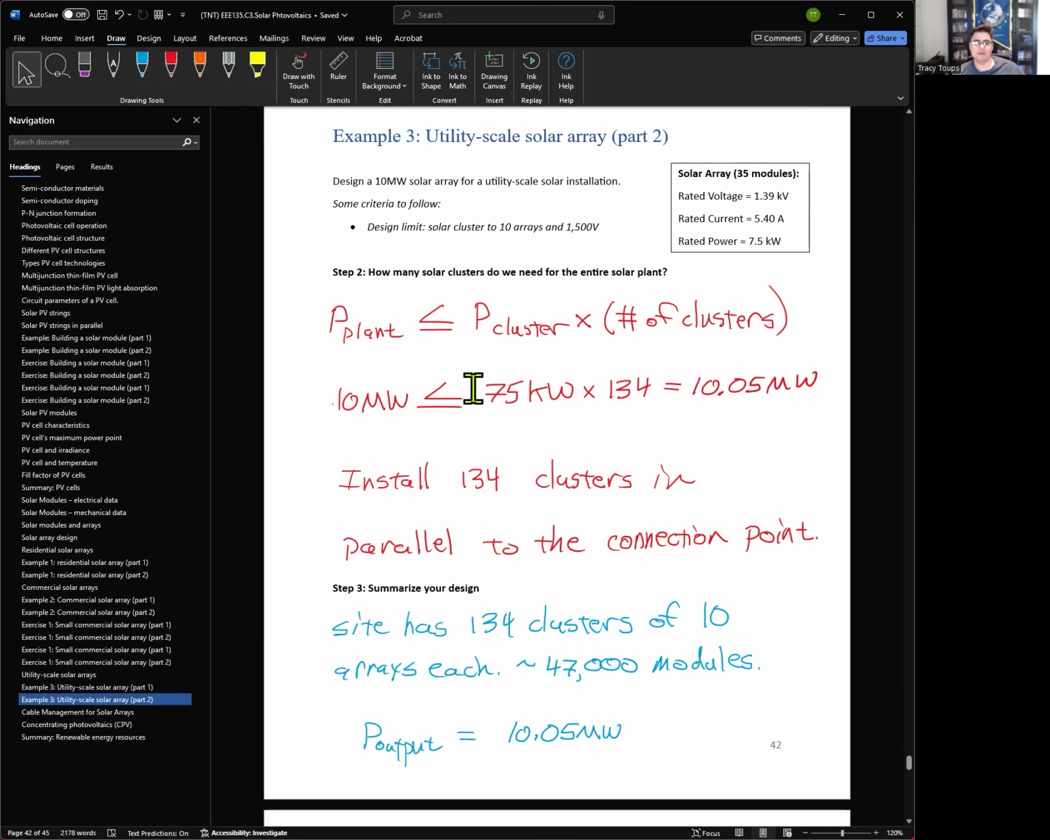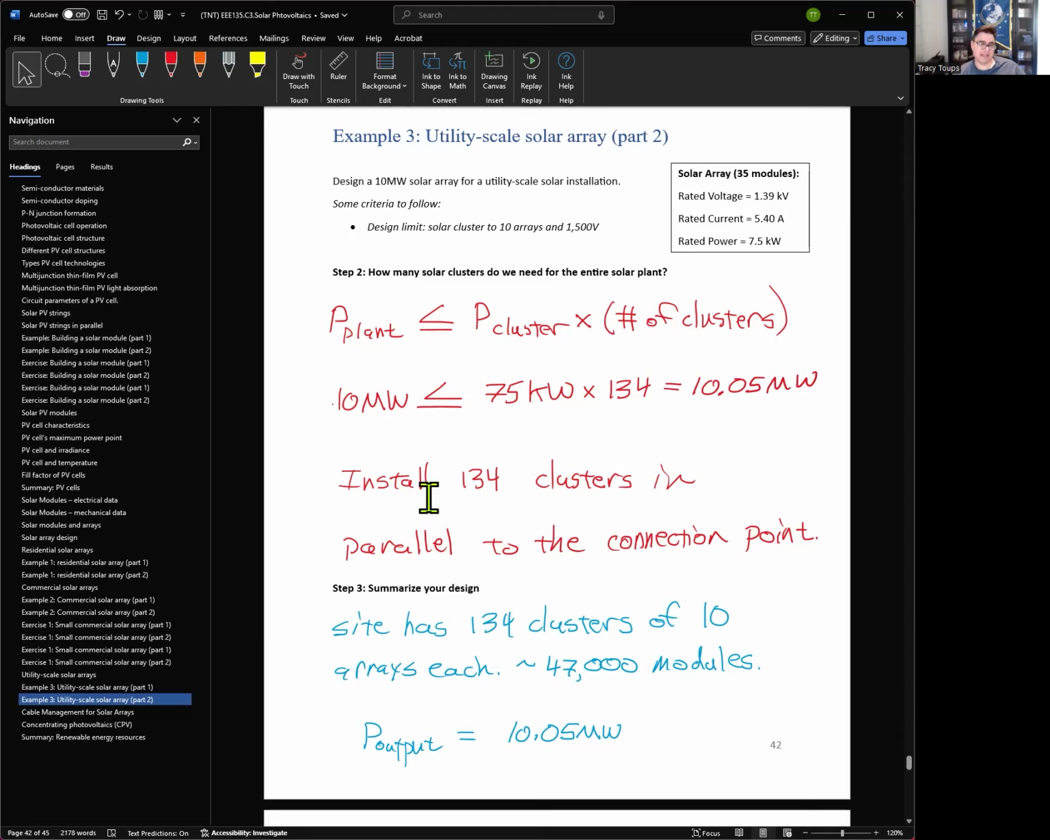So 75 kW times X has to be equal to or greater than 10 megawatts. You do the number crunch, it's 134. So you take that little square cluster, copy and paste it 133 times more on your plot of land you purchase over and over and over again. And you'll eventually get to 10.05 megawatts, which you can round to about 10 megawatts, or 10.1 megawatts if you want to get a little extra on your piece of paper.